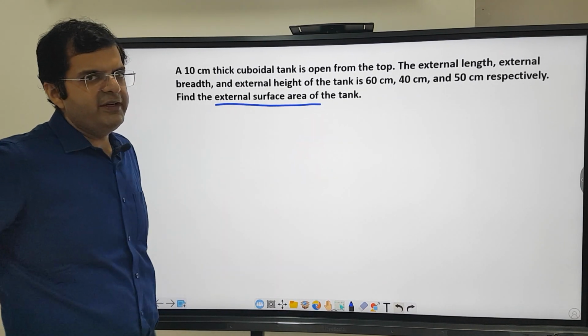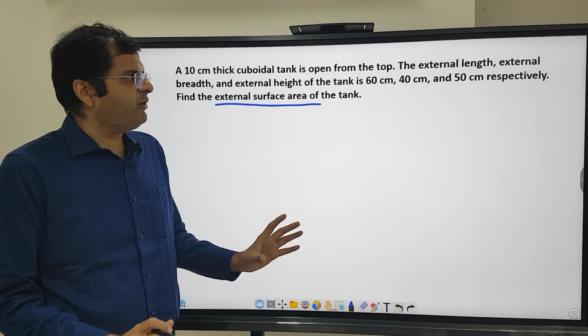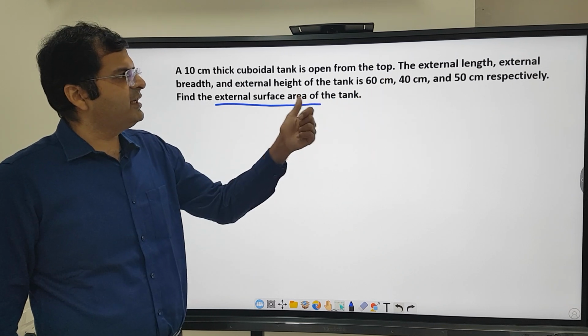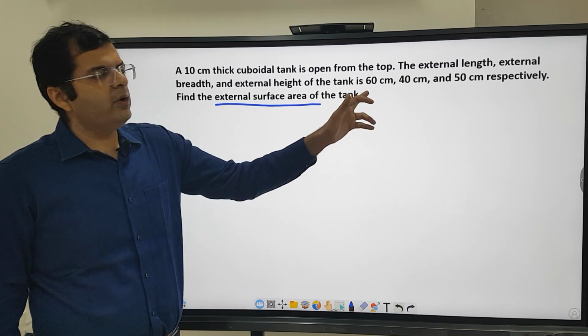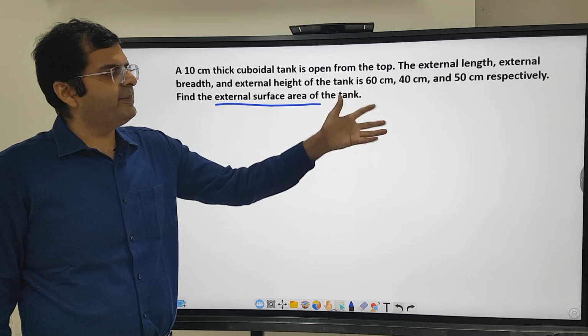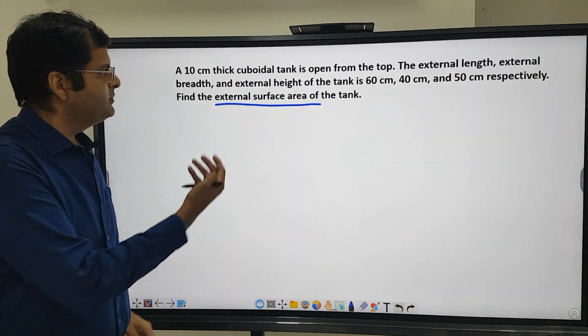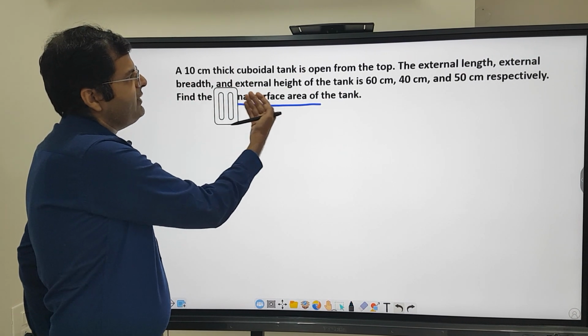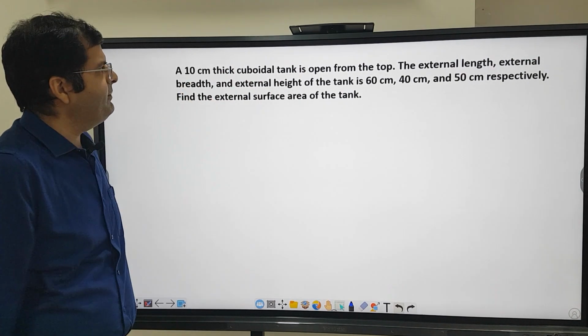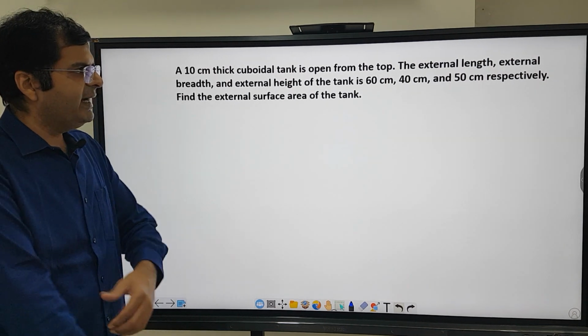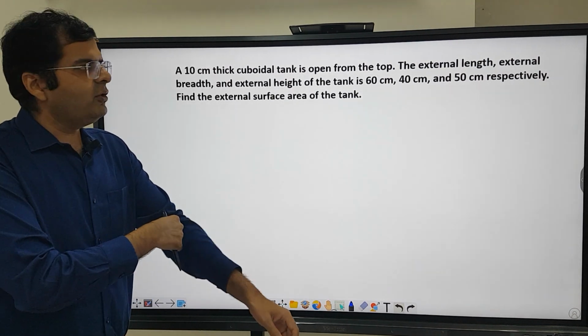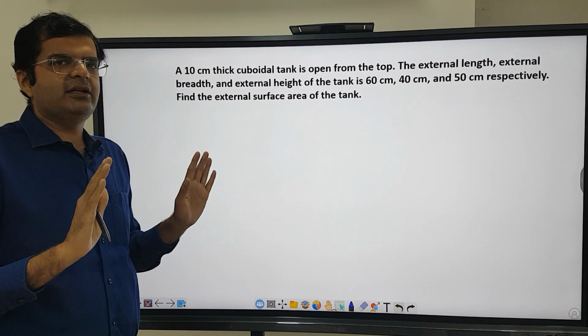So this is like the previous question. In the previous question we saw how we can use the external length and thickness to find the internal length, internal breadth and internal height. It is the same tank, which is open from the top and has the same thickness as in the previous question. But over here we have to find the external surface area.